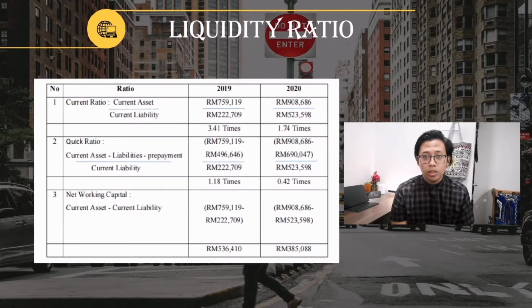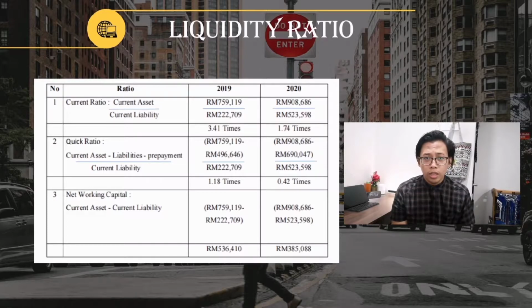The quick ratio in the year of 2019 was recorded at 1.18 times, and in the year of 2020 the ratio also dropped to 0.42 times. It reflects that the ability to pay its short-term obligations without relying on inventories has decreased.